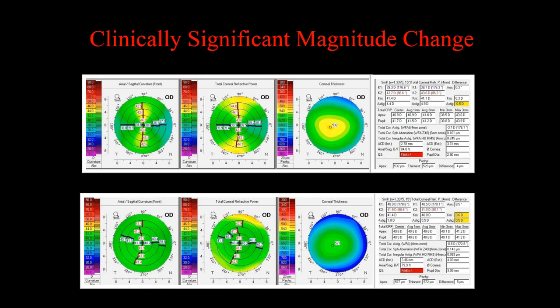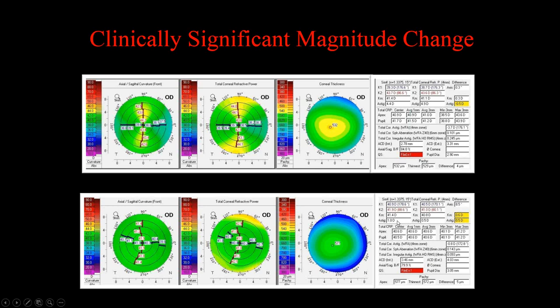So here we do have a clinically significant magnitude change. Here you'll see again 4.4, 4.9, so a half diopter difference. As I said, I am less concerned if the total corneal power is higher. I know I'm not going to flip axis, but again, I may be a little more aggressive on this case. And you'll notice again over here, there's no significant axis difference.